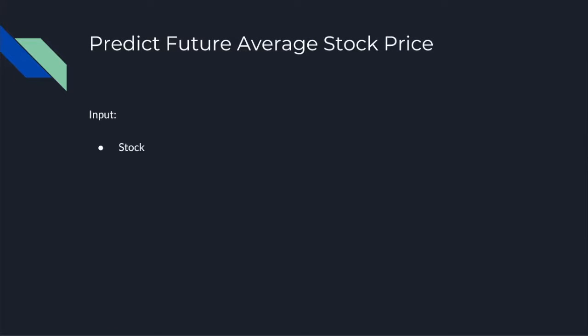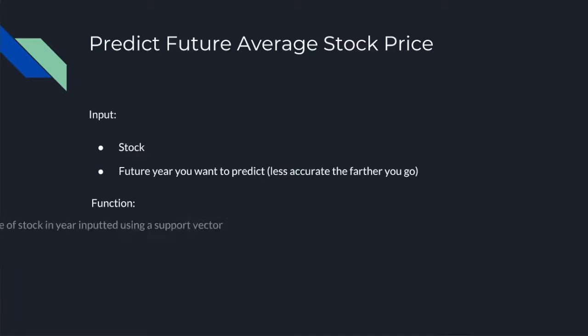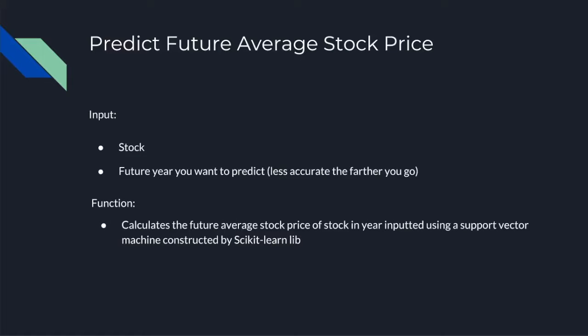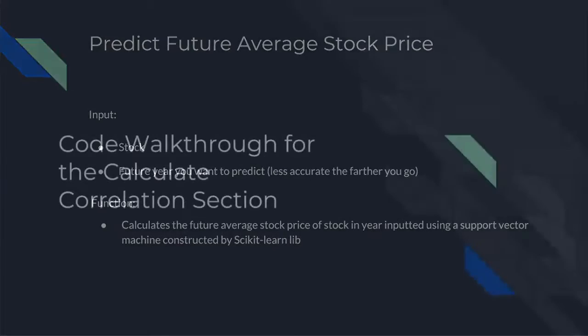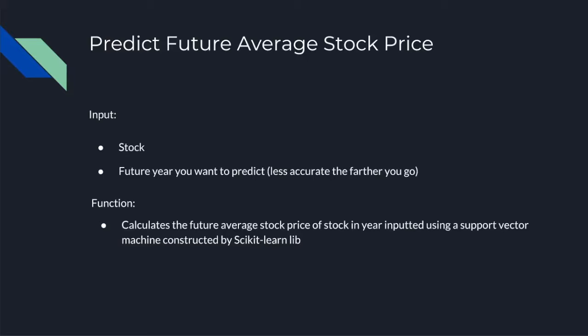Lastly, I have the predict future average stock price section. Here the user inputs a stock and a future year they want to predict. Obviously, it'll be less accurate the farther you go because of the unpredictability of stocks. And this will calculate the future average stock price of the stock in the year inputted using a support vector machine constructed by the scikit-learn library using an RBF model, which I think is more accurate than a linear model or a polynomial model, because rather than calculating the standard deviation between the actual points and the line of best fit vertically, it calculates the deviation perpendicular to the line, which is more accurate.